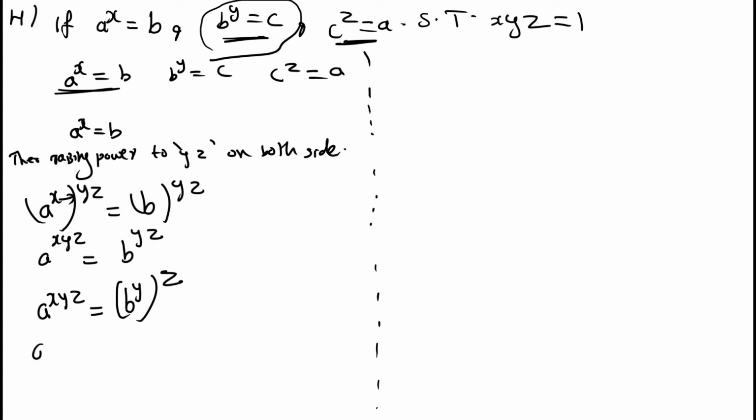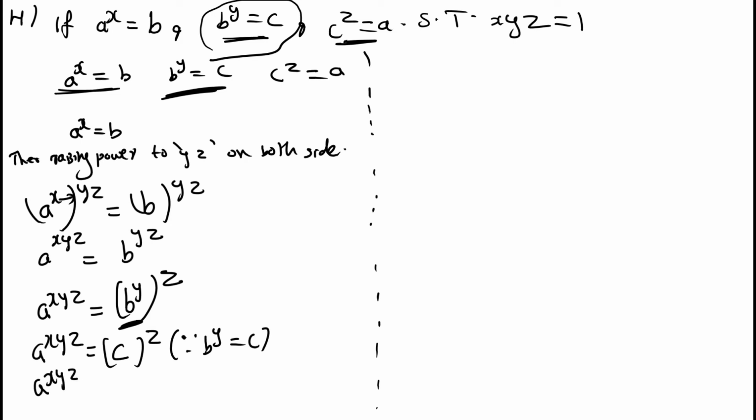So in the next step, a to the power xyz is equal to b to the power y, to the power z. What is the value of b to the power y? b to the power y is c, so it is c to the power z, since b to the power y equal to c, it is given. So a to the power xyz equal to c to the power z. What is the value of c to the power z? It is also given: c to the power z is equal to a, right?